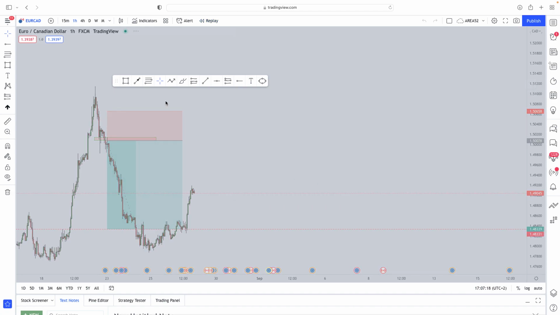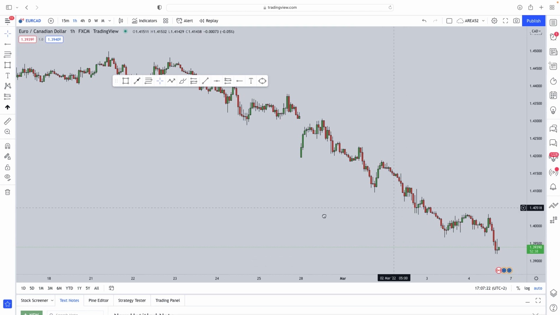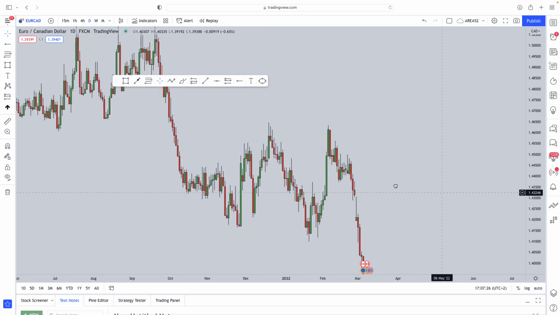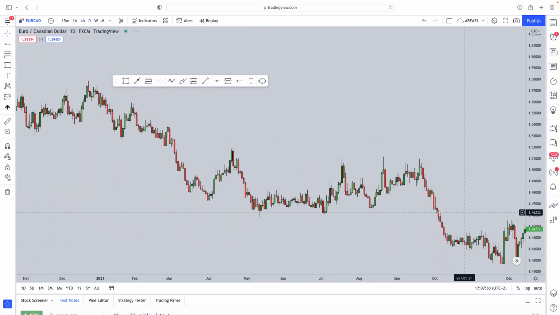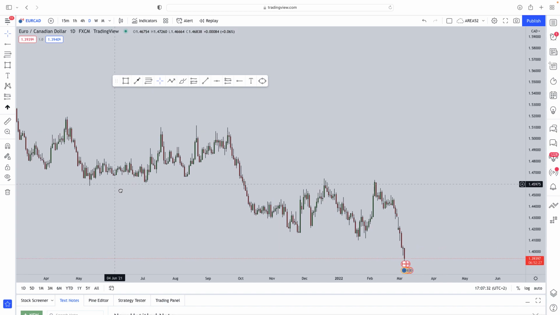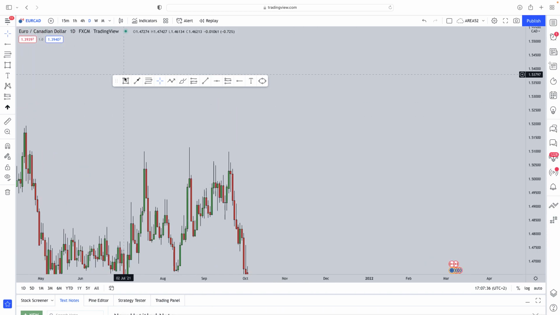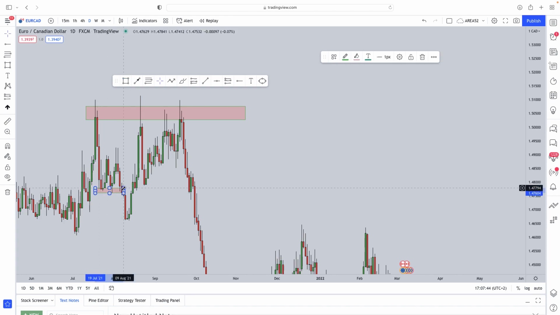Now the next example we're going to look at is the most recent example, a structure that was most recently created. I forgot to mention this, ladies and gentlemen, but you can do this up or down. So you could do this for those levels over there, and then you could do it for these levels here as well.